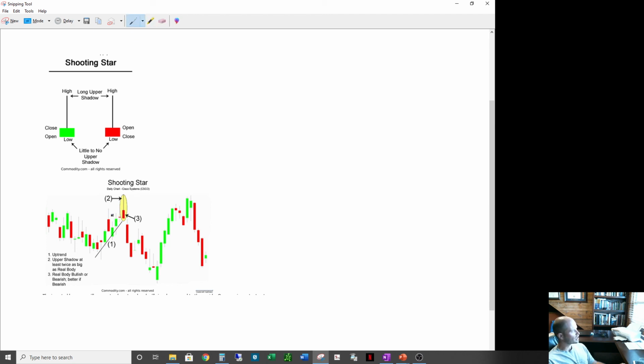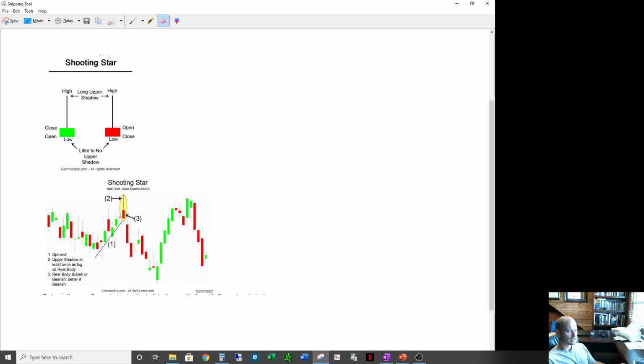So I would take a short position off that candle, and I would use either the open right here or the high right here as my stop loss. That's what I would do. They're a very good candle to use.